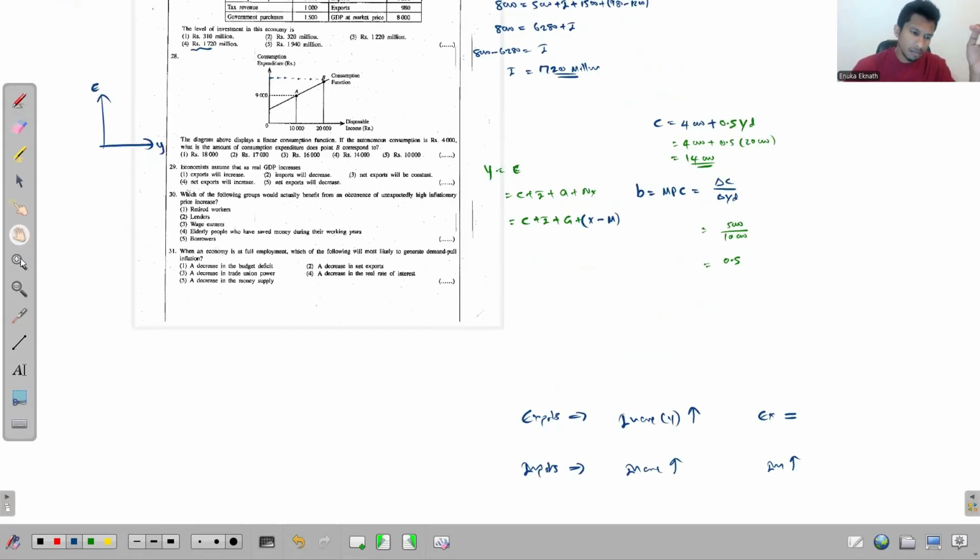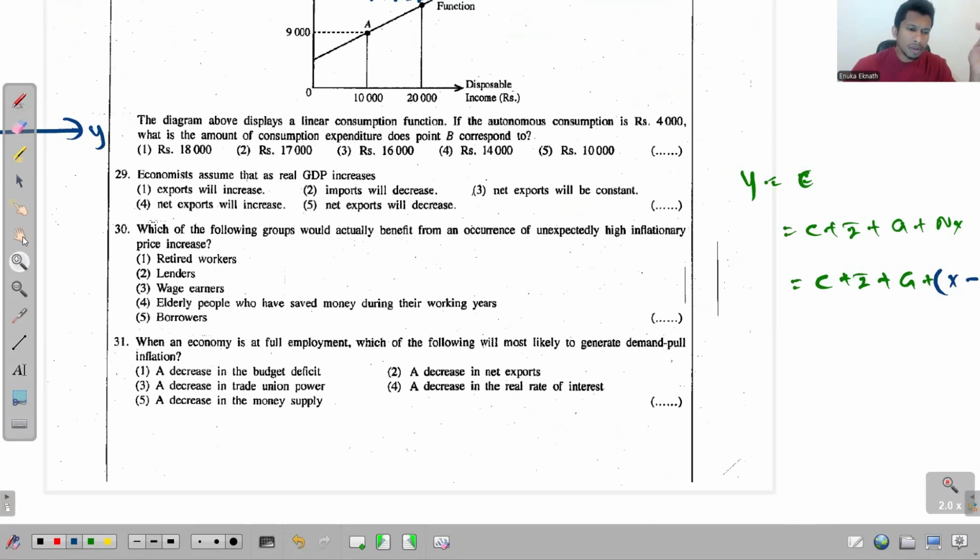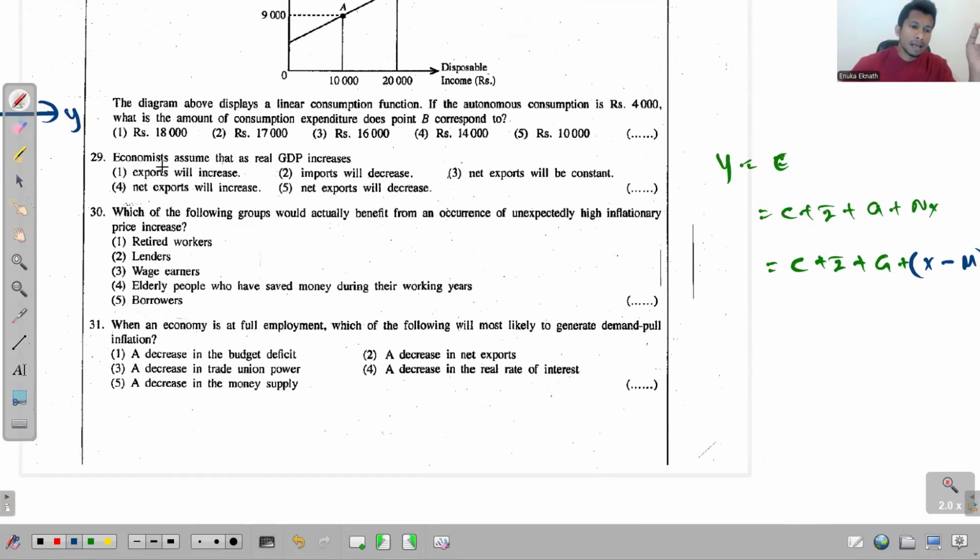So keeping that in mind, come to this question 29 again. It says exports will increase. Now, as we discussed, exports will remain the same. Imports will decrease? No, it will increase with the increase of the real GDP or the national income. Imports will increase, not decrease. So that is also wrong.